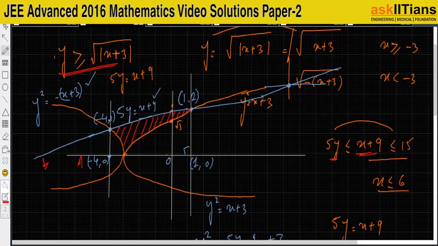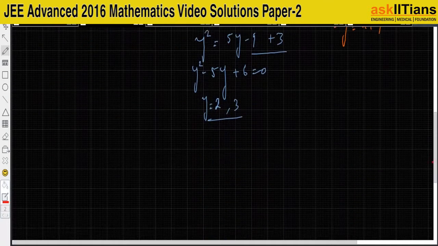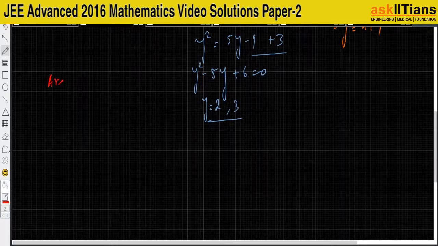Now let me name all the points. Let me say this point is A, this point is B, this point is C, this point is D. Right? So I can see that there is a trapezium. I can find out the area of this trapezium very easily. So what will be the area of trapezium ABCD?